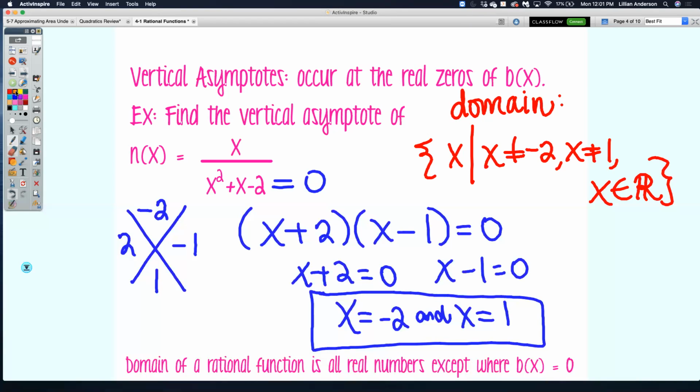Wouldn't it be parentheses, -infinity, comma, -2, parentheses, union, -2, comma, 1, parentheses, union, 1, comma, infinity. Very good. In your homework, when I ask you to write the domain of these rational functions, you'll be writing in interval notation. So you want to make sure that you're able to do so. Okay.